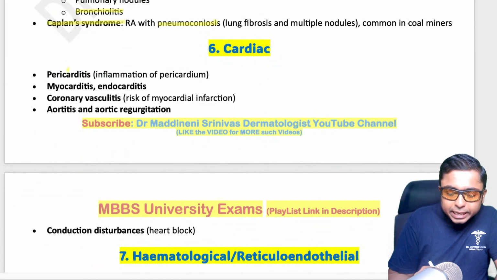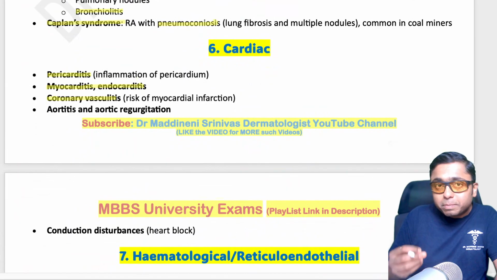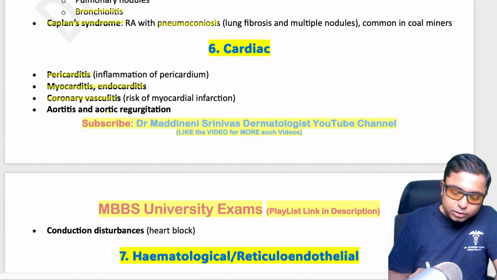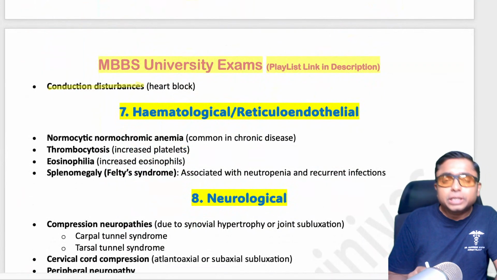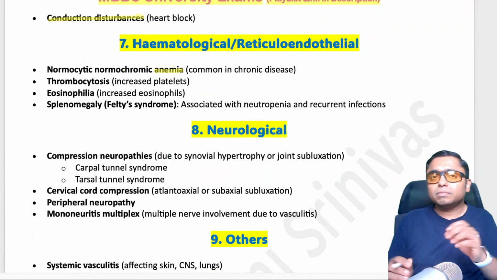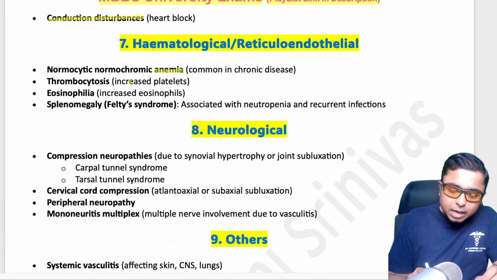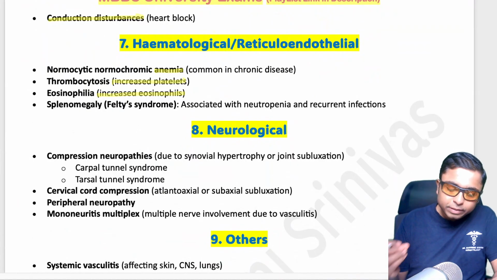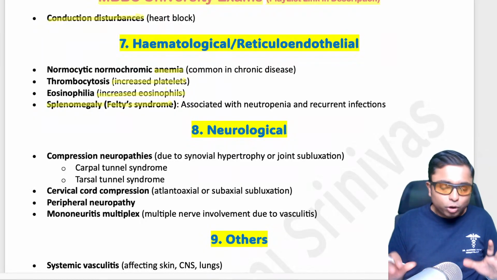So in the heart there can be inflammation of the pericardium, pericarditis, myocardium, endocardium inflammation, inflamed coronary vasculature, coronary vasculitis, and aortic regurgitation, AR, can also be seen. And also conduction disturbances may occur. Okay. And in the blood there can be anemia, because this is a chronic disease. There can be normocytic, normochromic anemia, and also increased platelets and increased eosinophils could be associated with rheumatoid arthritis. Splenomegaly is associated with Felty syndrome. I hope all of you know this.